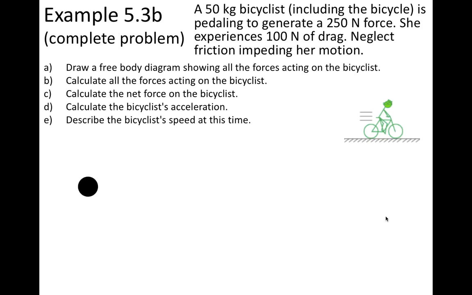So here's our bicyclist. There's going to be the weight force, the force of gravity acting down. There's going to be an applied force forwards. That's the 250 Newton force that's described in the setup of the problem. The bicyclist is in contact with the ground, so there's going to be a normal force acting perpendicular to the surface of contact, because remember, normal means perpendicular.